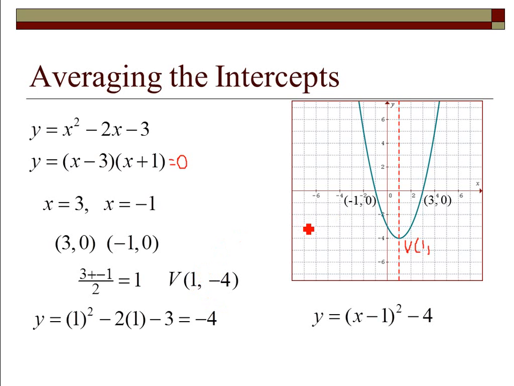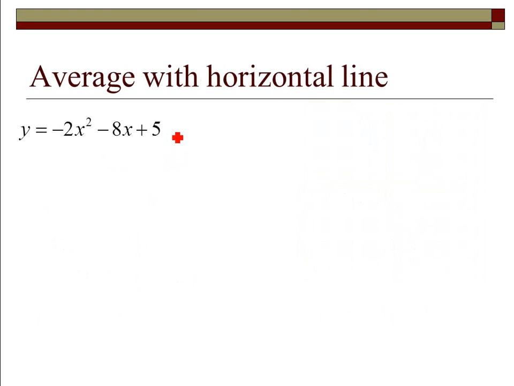Okay, this one was good. It was easy to do because it was factorable. So what do you do when it's not factorable or it gets a little more complex? That's why we want to look at some other methods. This time we're going to look at averaging with a horizontal line. So now we've got a much more complicated equation. This one doesn't factor, it's got a negative in front, it's got all kinds of stuff going on.